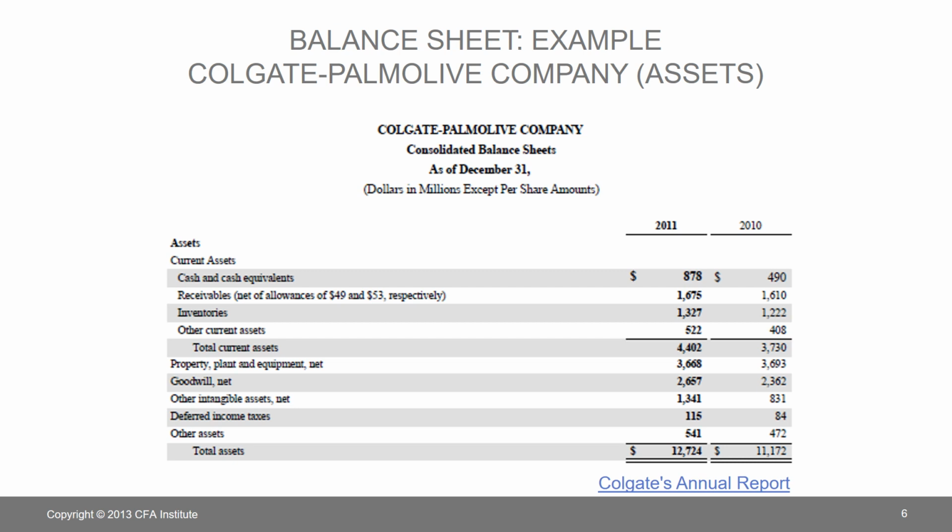It is important for you as an analyst to understand that asset composition of firms varies depending on the industry. So going back to Colgate-Palmolive Company, as you can see here we have a snapshot of the asset portion of their balance sheet. You can see that the assets are typical for a manufacturer. You have cash, receivables, inventories, property, plant and equipment, goodwill, and intangibles. We will examine the main types of assets in later slides.